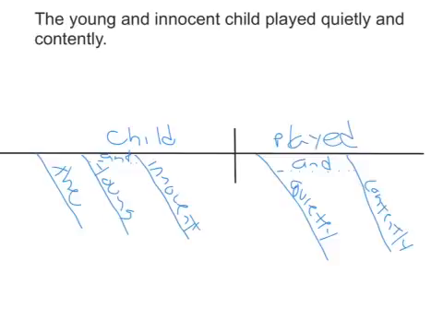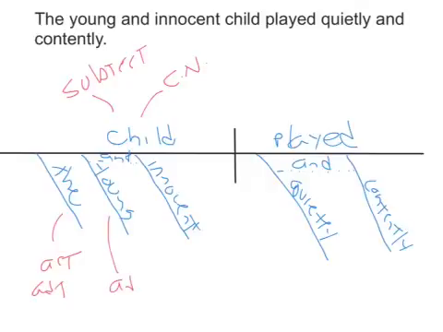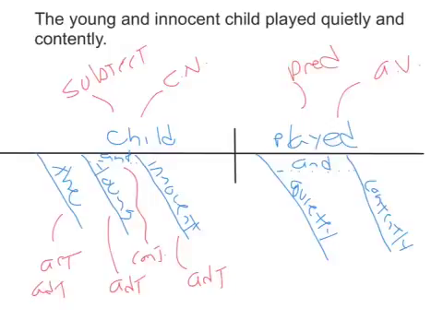So all we need to do then is parts of speech. Common noun, right? Subject. The is an article or an adjective. Young is an adjective. Innocent is an adjective. And is a conjunction. Played is the action verb. Predicate. How did he play? Quietly, so that's an adverb. Contently is an adverb. And is a conjunction. So that sums that one up. So you have the two adverbs joined with a conjunction, just like we have the two adjectives here. And you should have had an example of that in your notes.